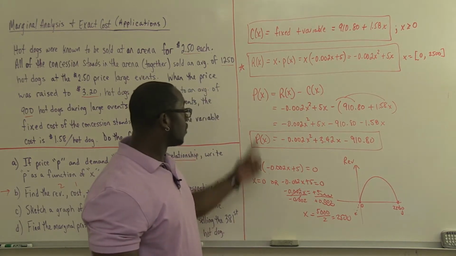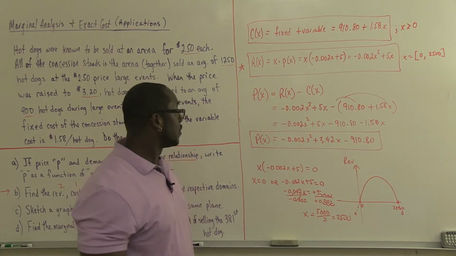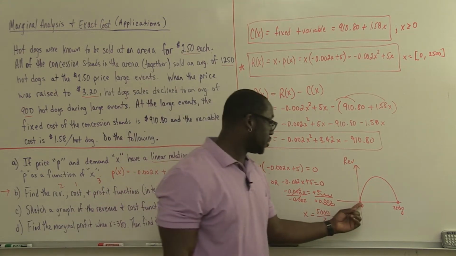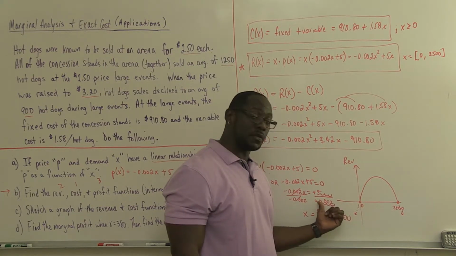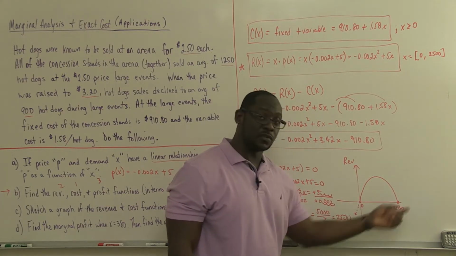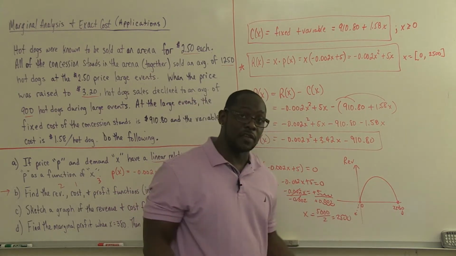And of course for the profit, that would pretty much be the same thing. Because of course we know that beyond x equals 0 to the left and beyond x equals 2,500 to the right, you definitely wouldn't be making any product if you gave money away.